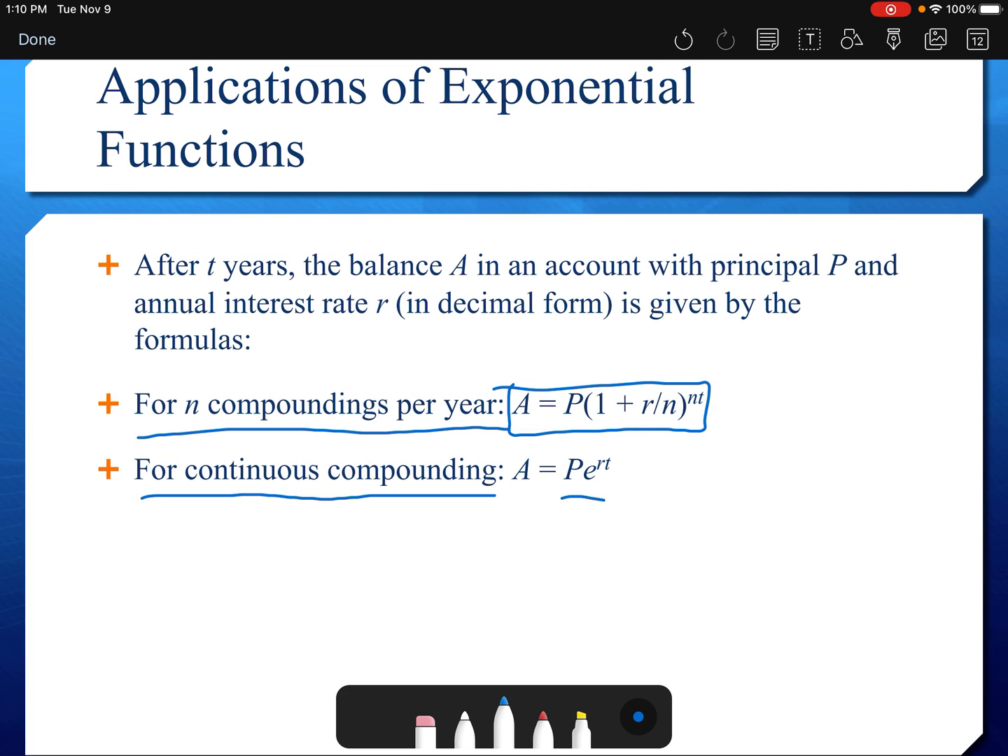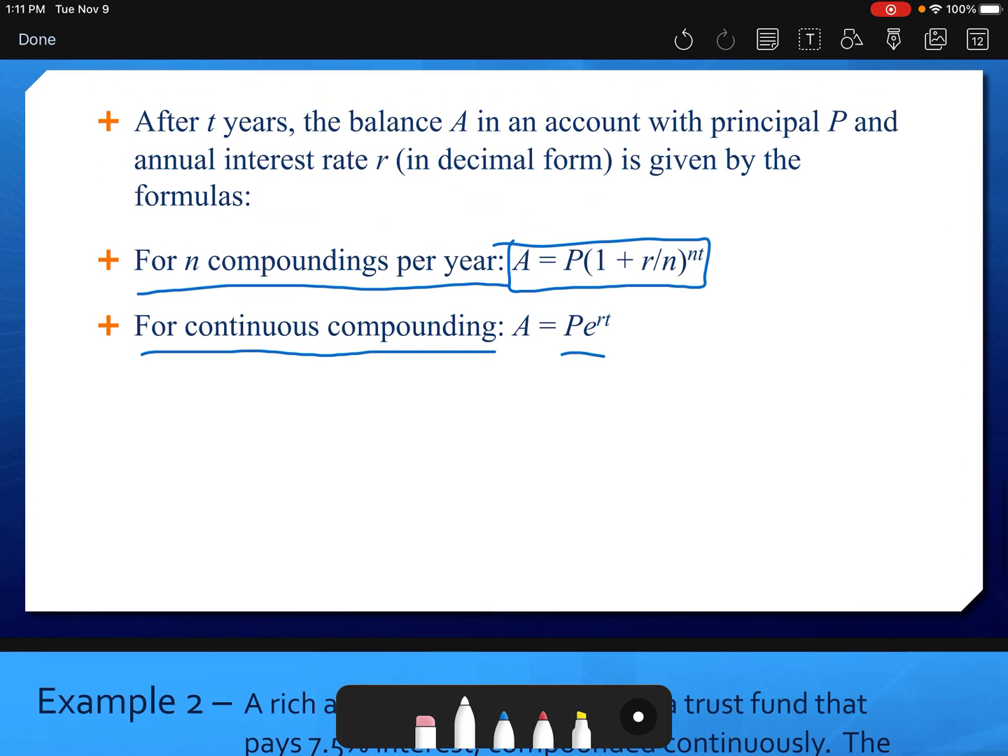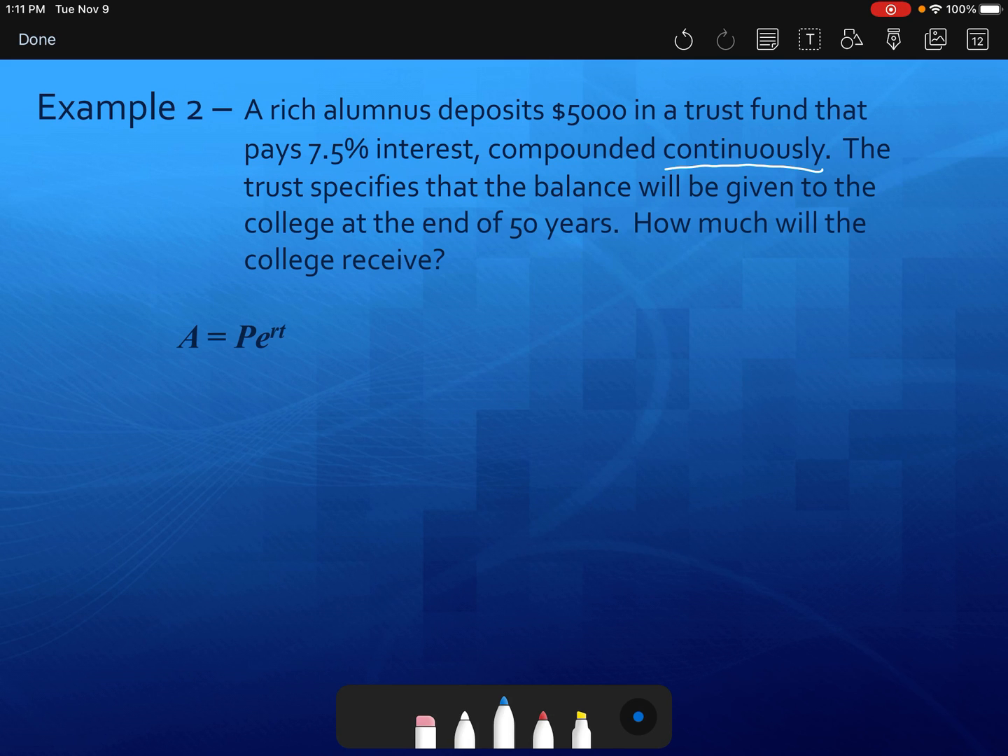Okay? Continuous compounding, we just call it PERT. Principal times e to the rt. r is your interest rate, t is your time. Okay? So now, you have to be very diligent when you read the questions. So on this first problem, a rich alumnus deposits $5,000 in a trust fund that pays 7.5% interest compounded continuously. Keyword, continuously. So if you look back to continuous compounding, we're going to use what we call PERT. So that alerts us to what equation to use.